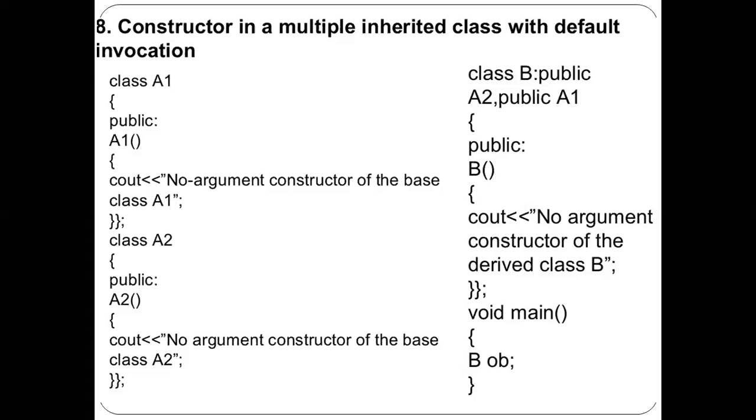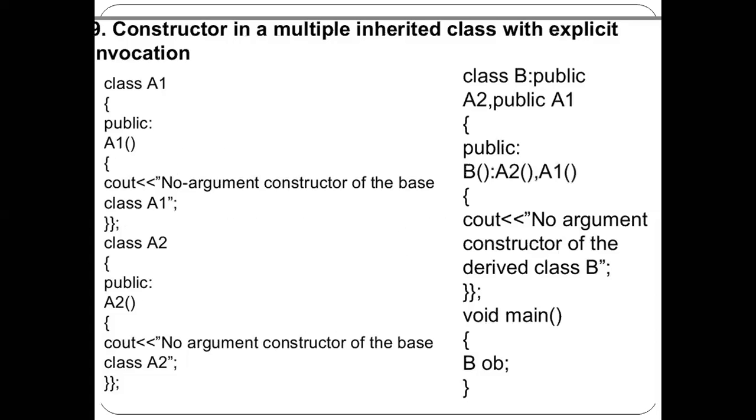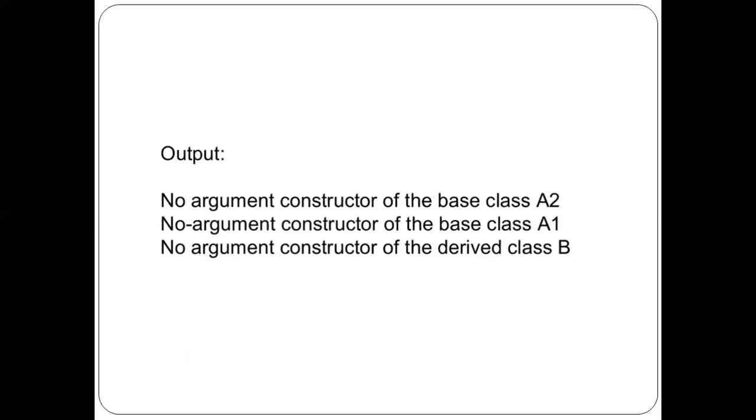Execution starts from the base class and then goes towards the derived class. But among the base classes, the class which you inherit first is executed first. Suppose here in this example we have two base classes. The first class which we inherit will be called first. Now in the output you can see that we are inheriting A2 class first, then A1, and then the derived class.